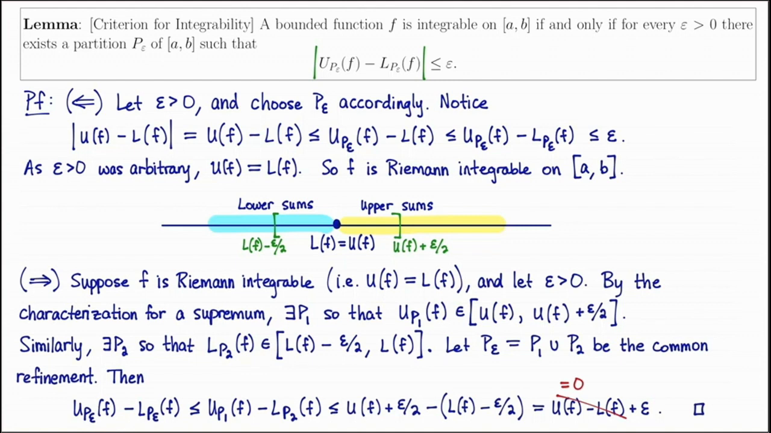Now we've proved both directions for the criterion for integrability, which means we can use it. And what's really nice here is that sometimes in order to prove that a function is integrable, it's actually not that bad to construct a partition, or to give a way of constructing this type of partition, so that the upper sum minus the lower sum is less than or equal to any arbitrary epsilon. That can be easier than showing that the supremum of all lower sums must be equal to the infimum of all upper sums.